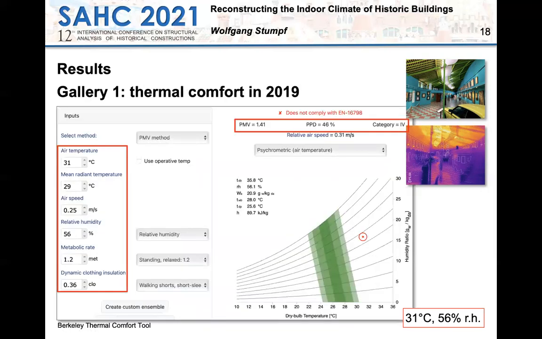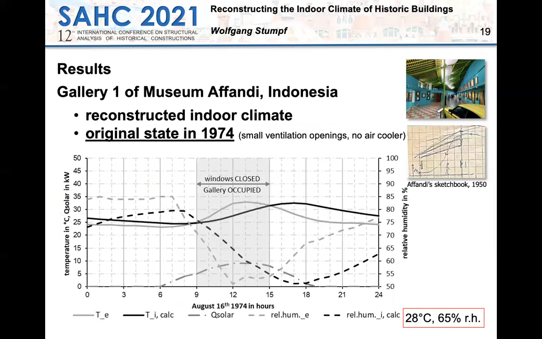The assessment of thermal comfort in the room in the situation of 2019 brings a result that 64% of persons, of visitors in this room are dissatisfied with the thermal comfort. When I apply this method, the calculations and the investigations to the original state in the year 1974, as described by the artist Affandi, then I come to another result.